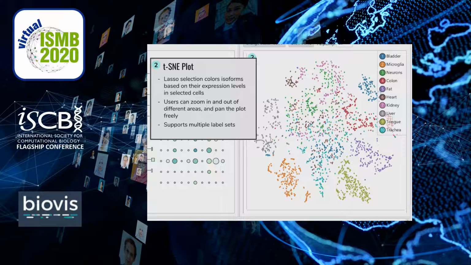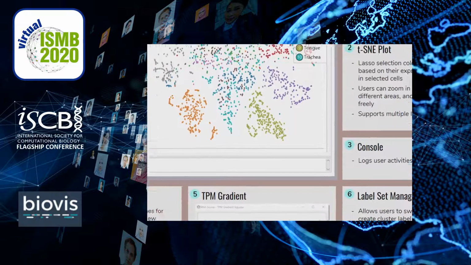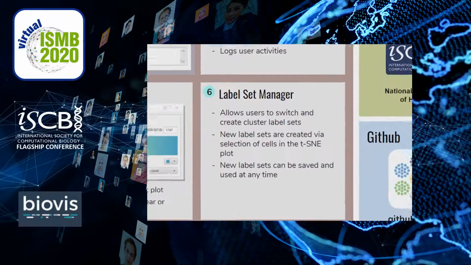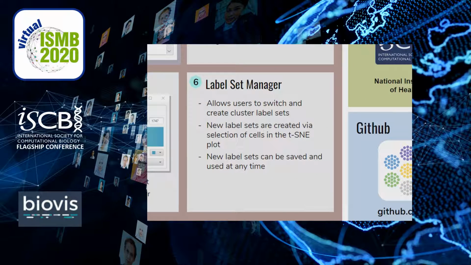It is important to note that the t-SNE plot also supports multiple label sets. Users can switch between label sets using the Label Set Manager. This dialog also allows users to create new label sets via selection of cells in the t-SNE plot. New label sets can be saved and used at any time.